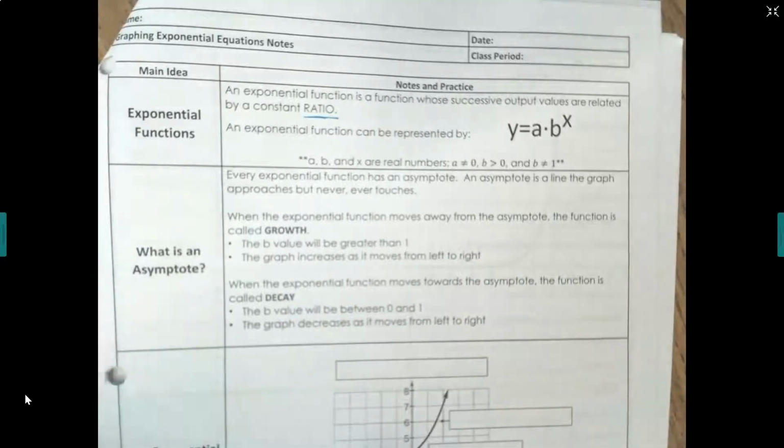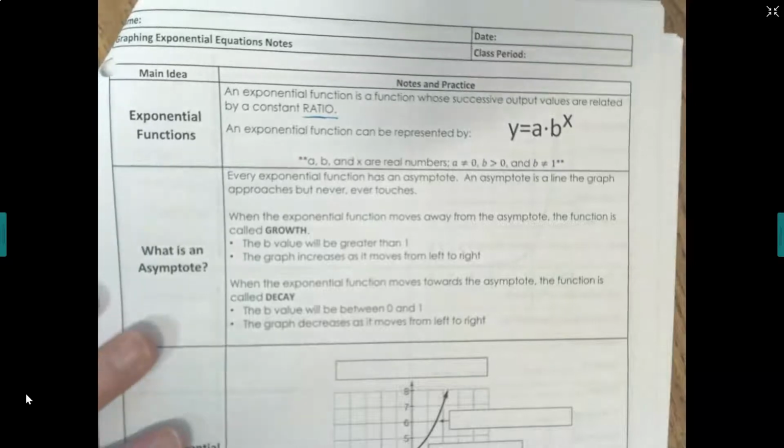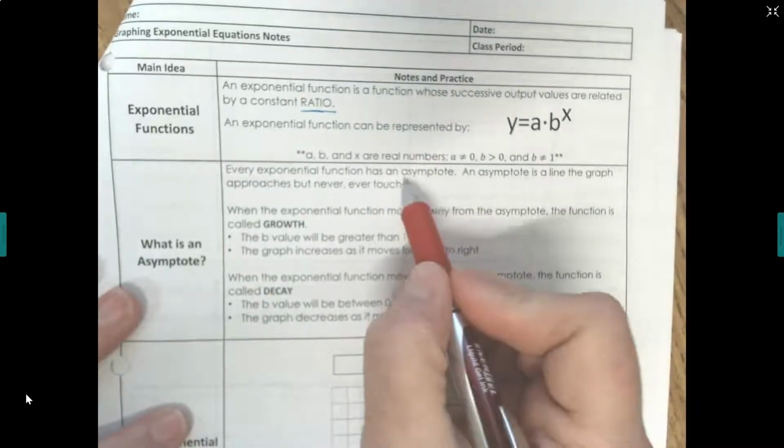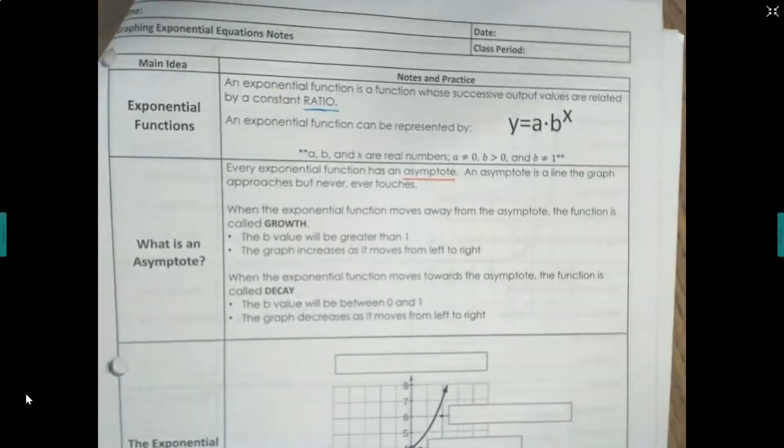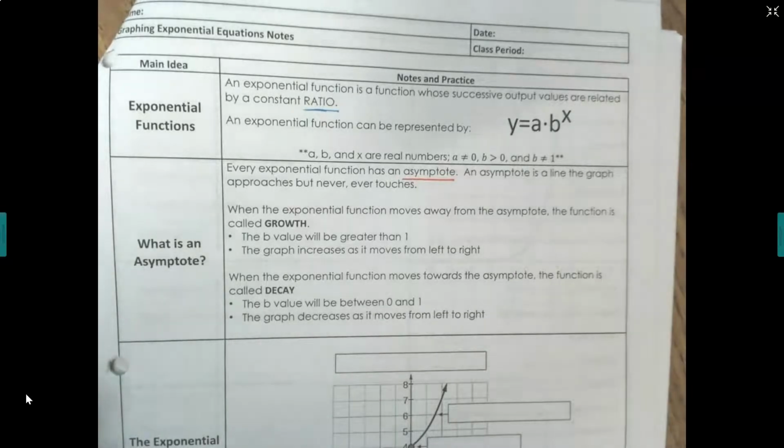Okay, so every exponential function has an asymptote. This is one of my favorite math words, the asymptote. The asymptote is a line on the graph that the graph approaches, but it never, ever touches. It's almost like an electrical fence. You can get really, really close to it, but you're never going to touch it, okay?